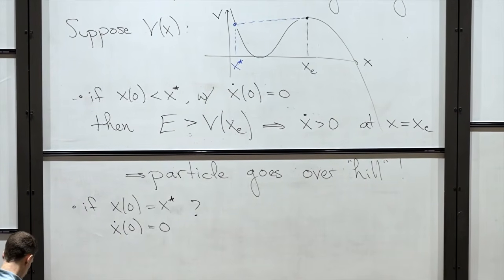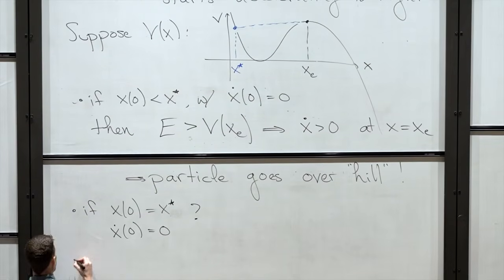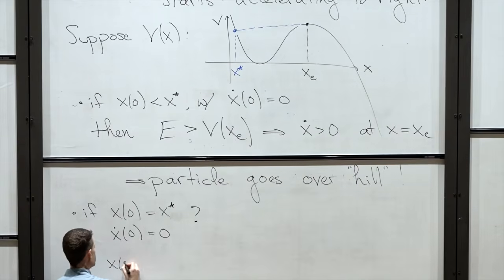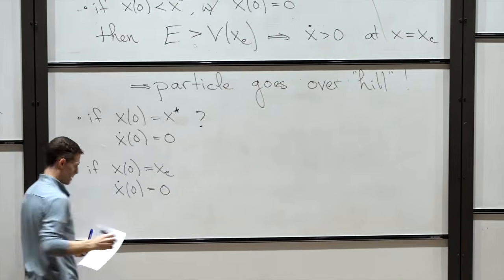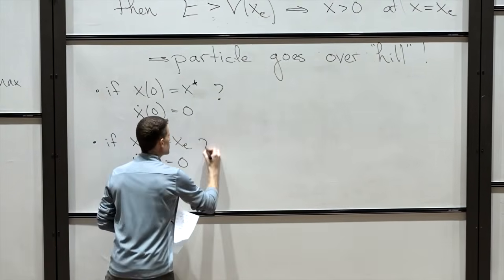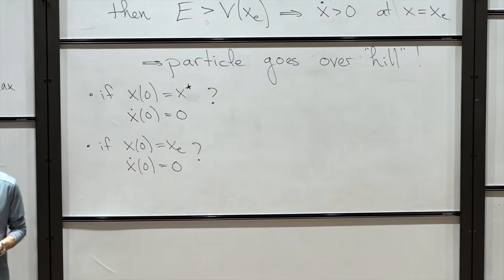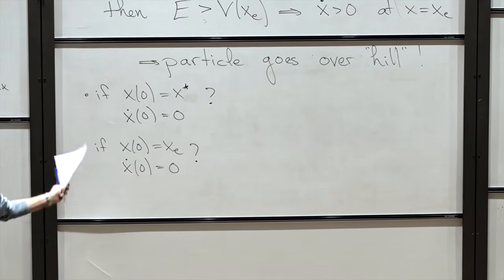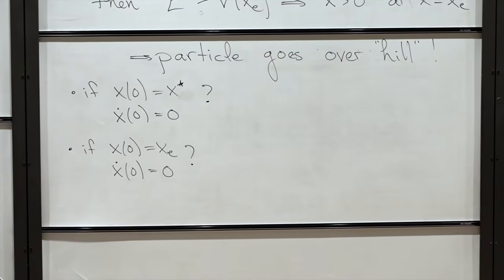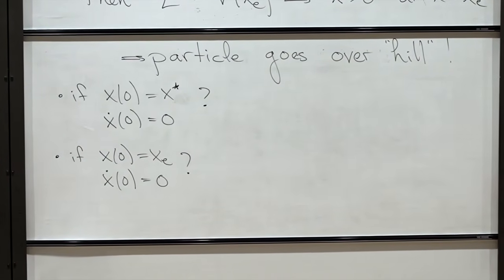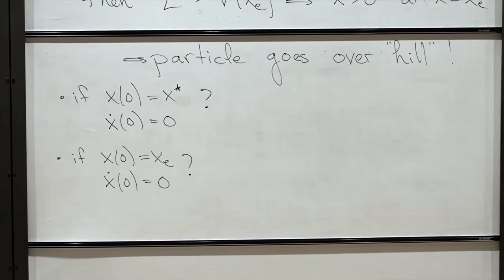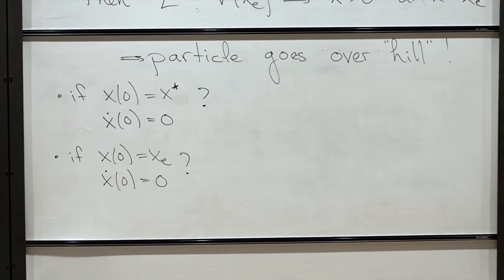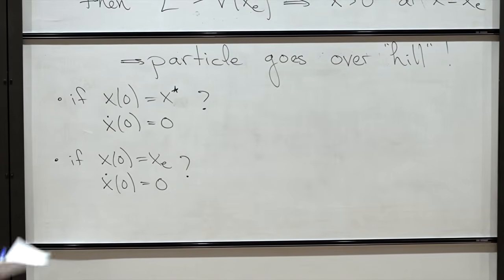x dot of 0 is 0. And let's just convince ourselves, if I start at xe, what happens? I'm going to say nothing, right? I'm at the top of the hill, and I'm just sitting there. Intuitively, that's clear. Mathematically, what's the argument? So I'm at xe. I need to play this game of connecting slopes of v to accelerations. mx dot dot is the slope of v, and the slope of v is 0, so there's no acceleration at that point. There's no acceleration, there's no velocity, it sits still.